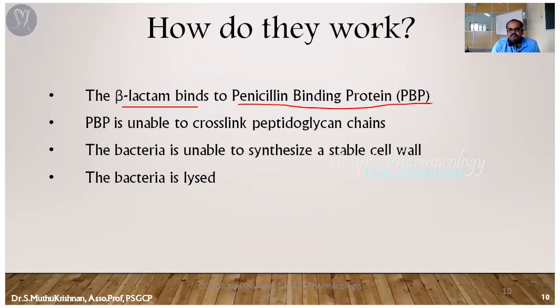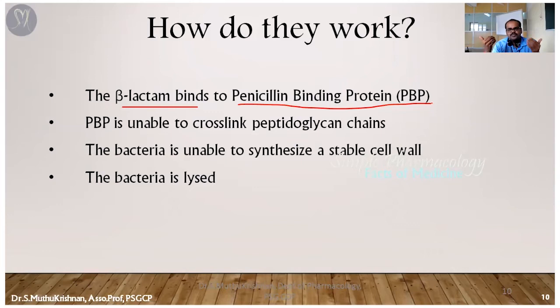Simply it's called PBP, penicillin binding protein. What is the role of this penicillin binding protein? This enzyme is responsible for the cross linkage of peptidoglycan. We know that cell walls are made up of peptidoglycan. That cell wall linkage happens by specific enzymes, and that enzyme is called penicillin binding protein. Our drug, the penicillin, is going to attack that protein. Because of that, the peptidoglycan is not going to cross link well, so cell wall synthesis is interrupted.